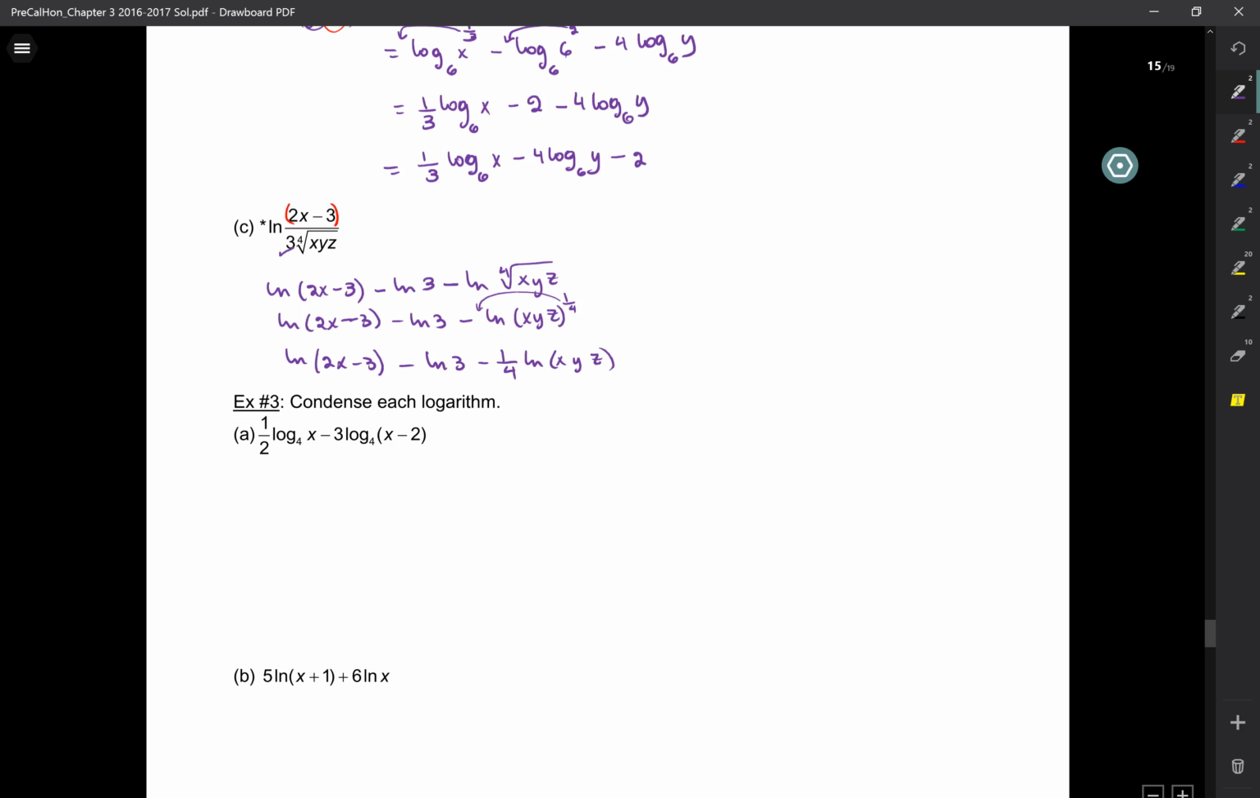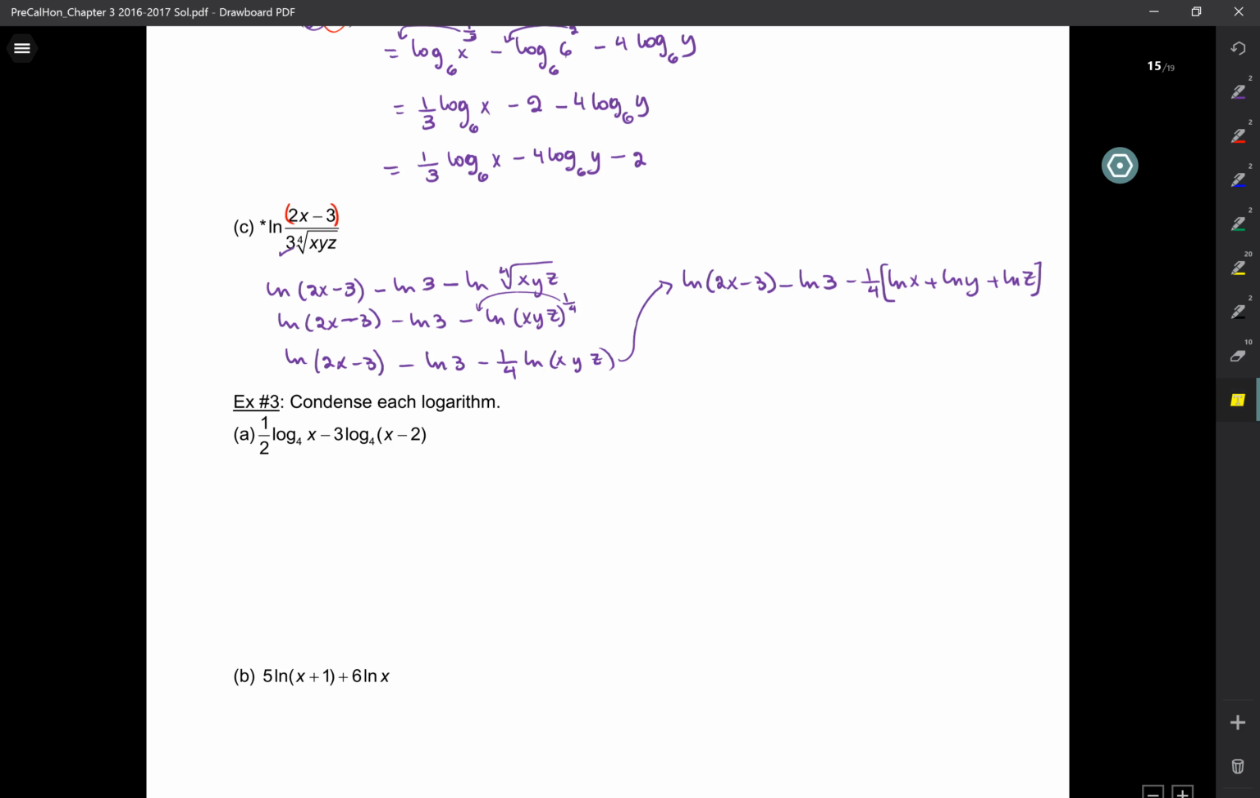Now this needs to be simplified even further, right? So this is going to be ln of 2x minus 3 minus ln of 3 minus 1/4 times ln of x plus ln of y plus ln of z. Okay? All right.